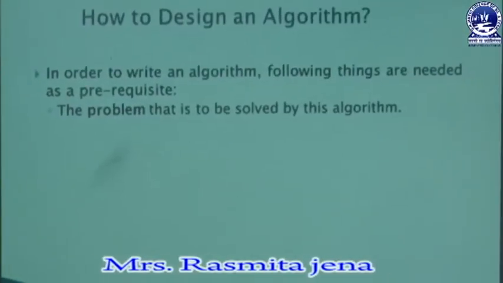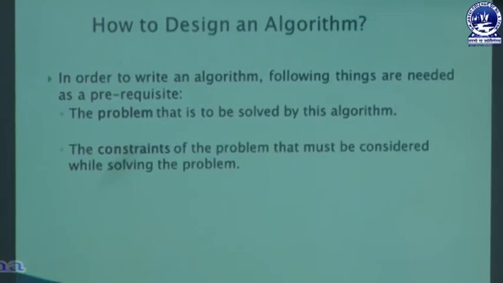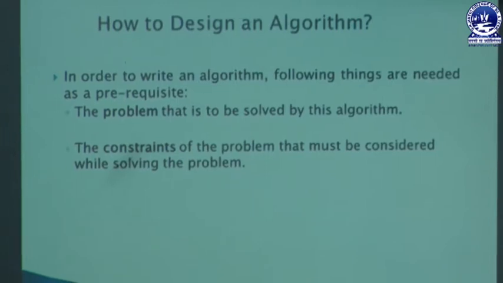In the first step, we define the problem that is to be solved by using the algorithm. The second step is the constraints of the problem that must be considered while solving the problem. That means in that problem, what different constraints are there. Then we must define those constraints in the algorithm. That is the second step of the algorithm.